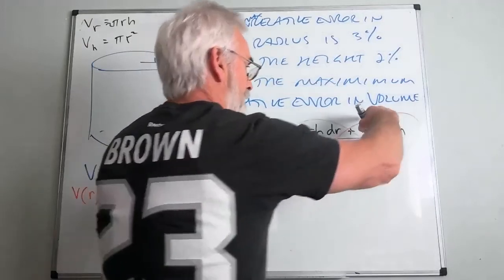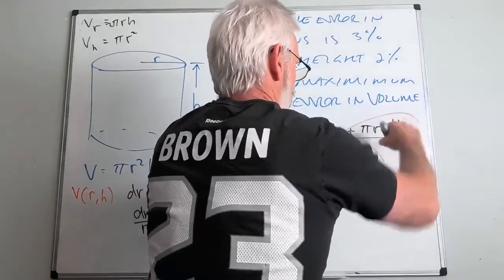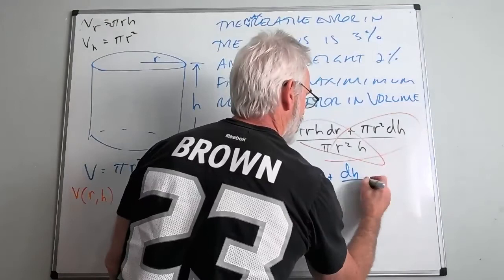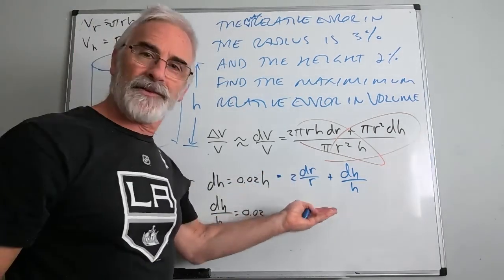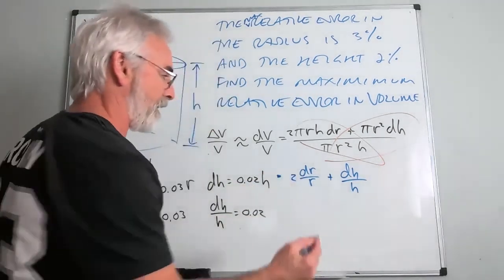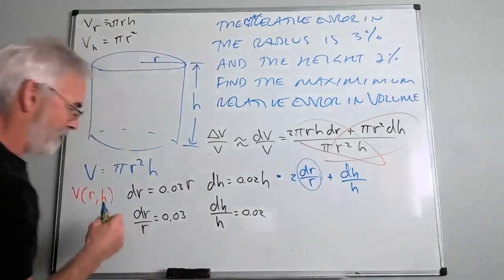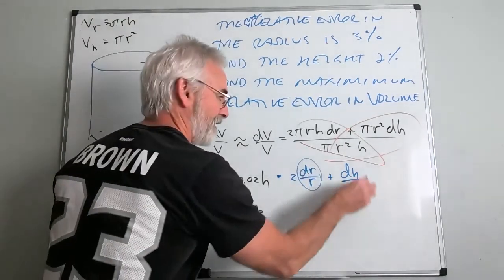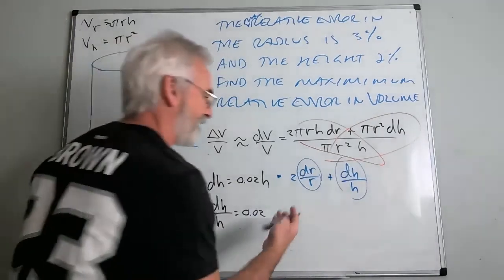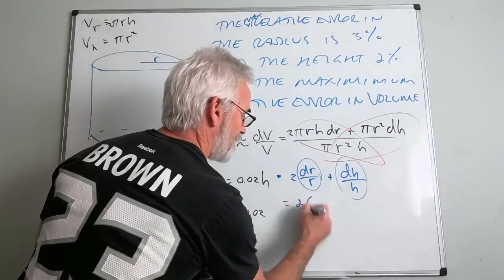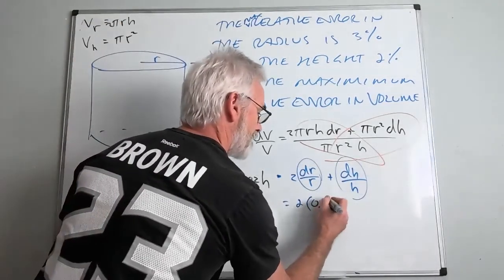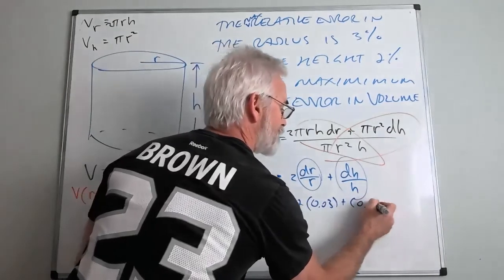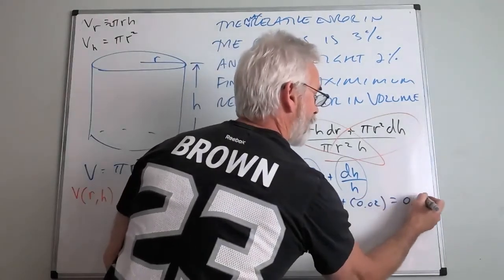Now, how about over here? The pi's canceled, the r squareds cancel, and that leaves me dh over h. I haven't really done much. I took a couple of partial derivatives, and when I wrote my quotient, everything canceled so beautifully. How come this is beautiful? Because that's a constant. That's a constant. So this is 2 times 0.03 plus 0.02, which is 0.08.